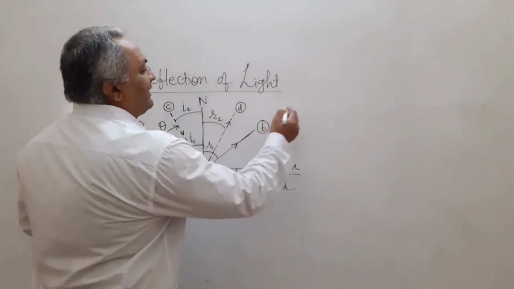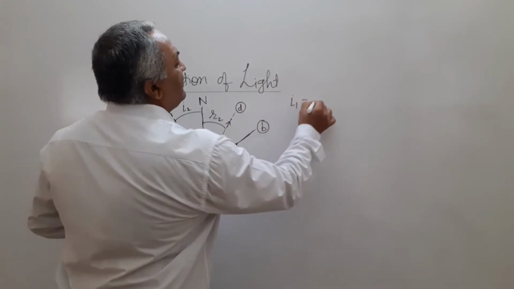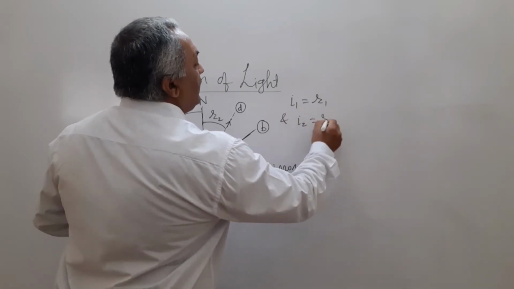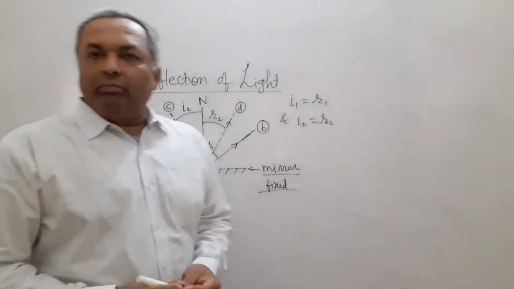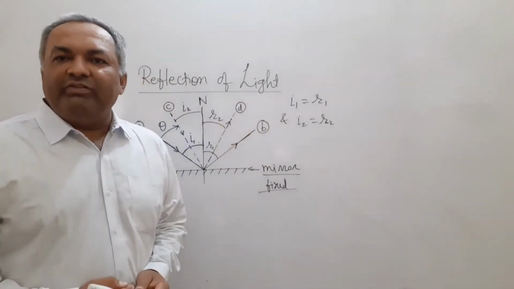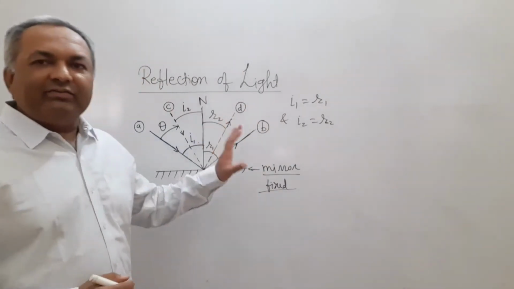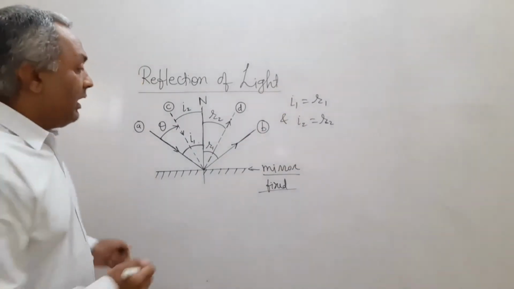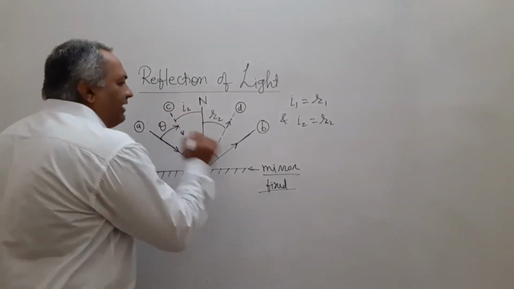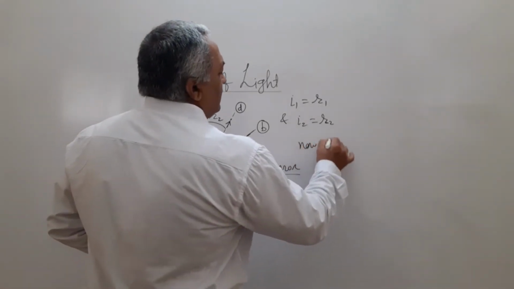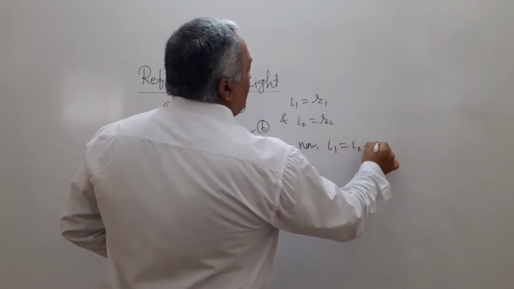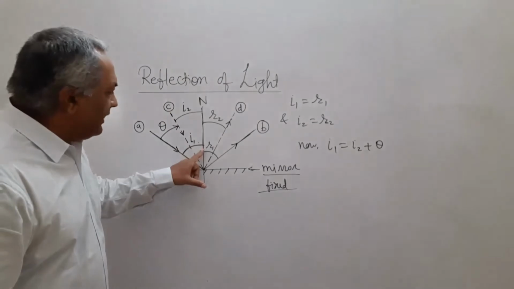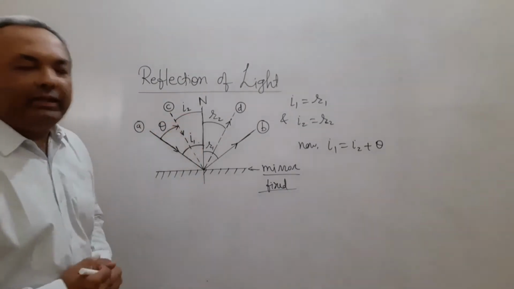Now, first important thing, we have I1 is equal to R1 and I2 is equal to R2. Why? The angle of incidence is always equal to the angle of reflection. That is the law of reflection. Using this law, we can construct these two equations. Now, angle I1, this entire angle, can be written as I2 plus theta.